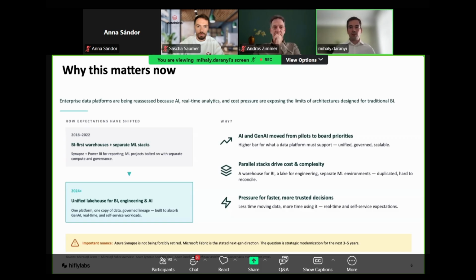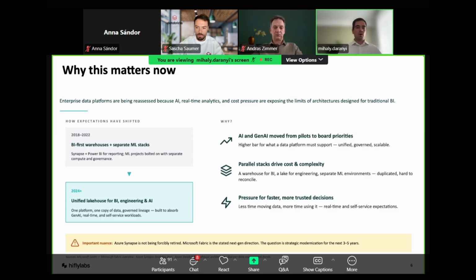From roughly 2018 to 2022, the dominant pattern was a BI-first warehouse plus separate ML stacks: a warehouse for BI, a lake for engineering, and separate machine learning environments. In the Microsoft world, this typically meant Synapse plus Power BI for reporting, and machine learning projects bolted on with their own compute and governance.